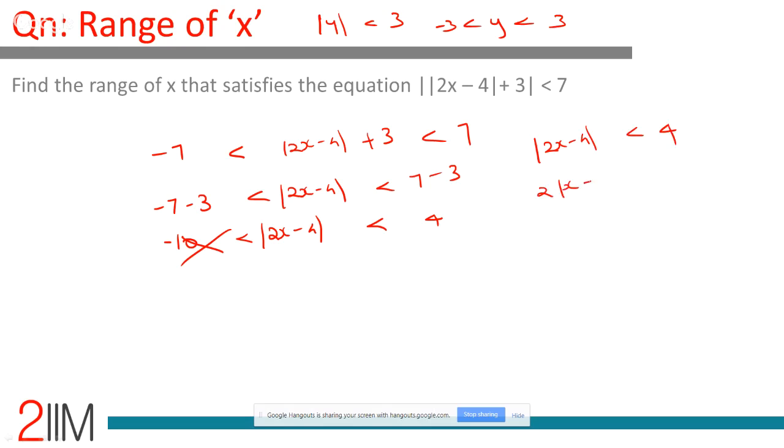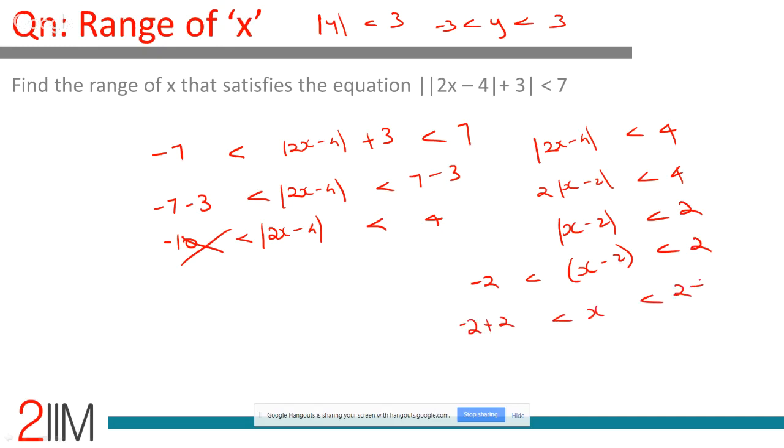2 times modulus of x minus 2 less than 4. Solving for modulus of x minus 2 less than 2. Minus 2 less than x minus 2 less than 2. Minus 2 plus 2 less than x less than 2 plus 2. Or x lies between 0 and 4. Beautiful question, but something that you can knock off within a minute or so if you know your fundamentals.